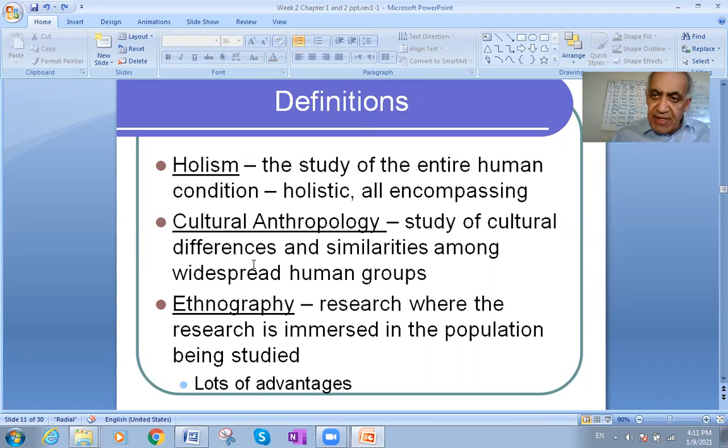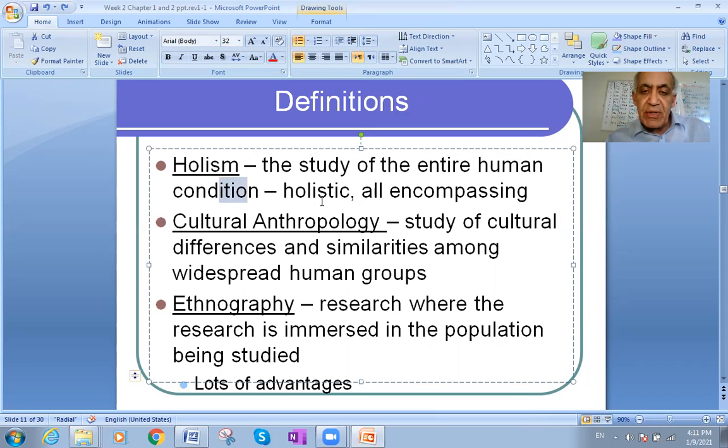We have some definitions here regarding the culture as well, and I just want you to know them. Holism, the study of the entire human condition. Holistic, all encompassing. Cultural anthropology, and this is very important, study of cultural differences and similarities among widespread human groups. So in cultural anthropology, we are trying to see the differences between a lot of places in the world, the different cultures. What makes them differ? Every culture has its unique aspects. Why do those cultures differ? Ethnography, research where the researcher is immersed in the population being studied.